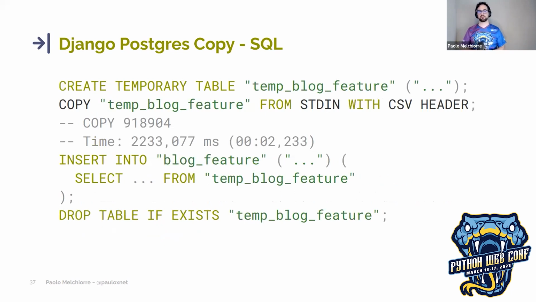Under the hood, Django PostgreSQL executes several SQL statements. It creates a temporary table based on the content of the CSV file, uploads the content from the file to the temporary table in just over 2 seconds, inserts the data of the temporary table into the table managed by the featured Django model, applying some transformation, and finally drops the temporary table.